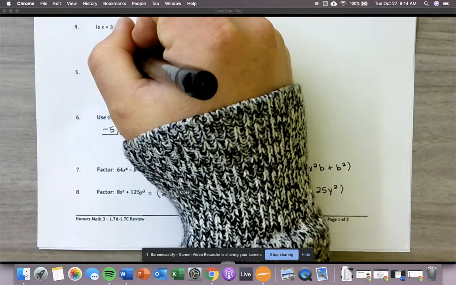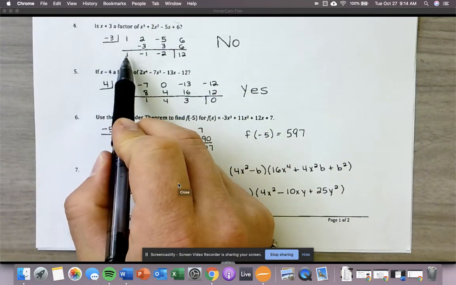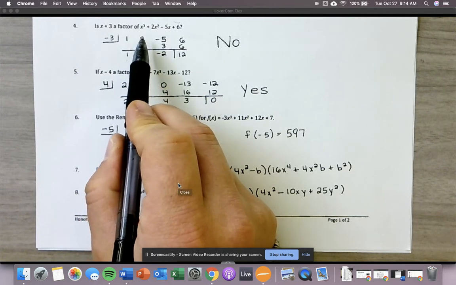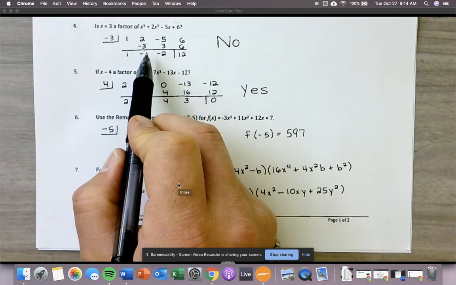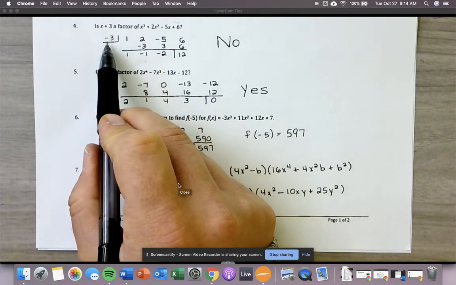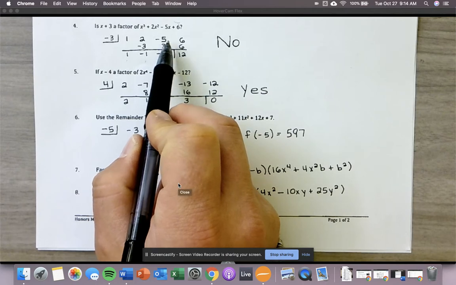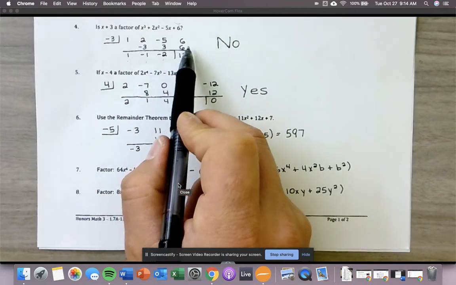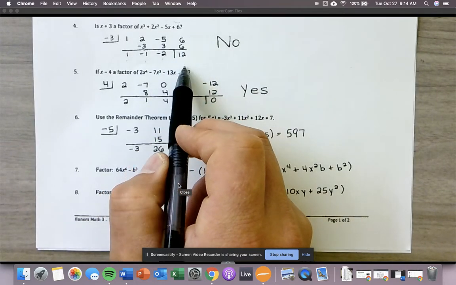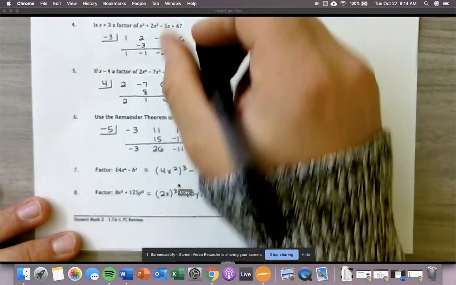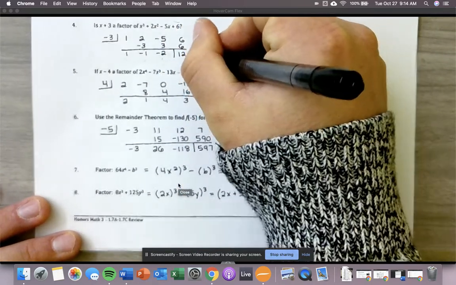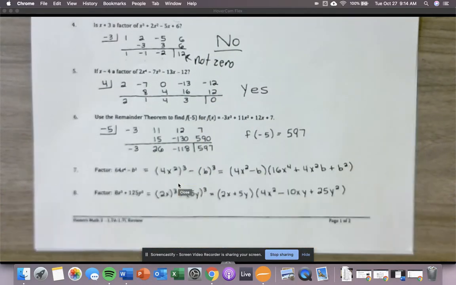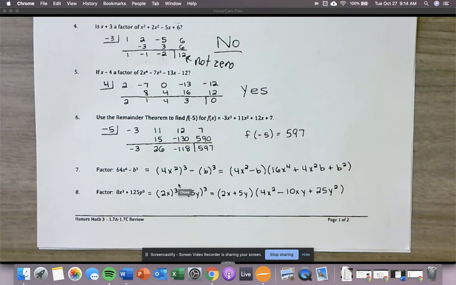All right, we drop the 1 and we multiply negative 3 times 1 is negative 3. Right, so we write that right under the next term. 2 plus negative 3 is negative 1. Then we do negative 3 times negative 1 is 3. Negative 5 plus 3 is negative 2. Negative 3 times negative 2 is positive 6. 6 plus 6 is 12. Since this remainder is not 0, it is not a factor, right? So x plus 3 is not a factor.